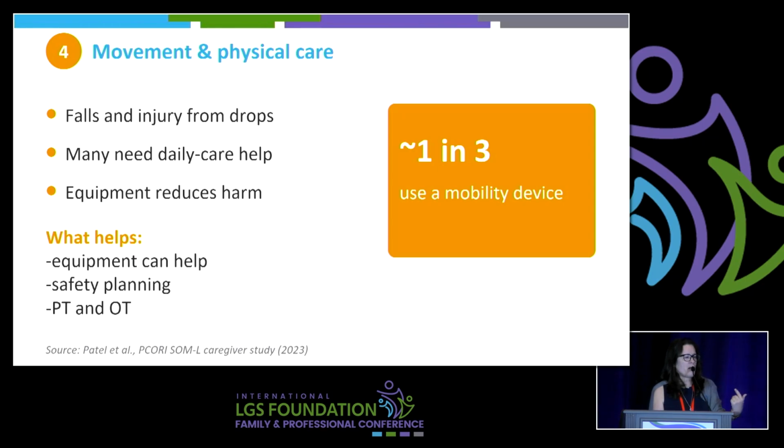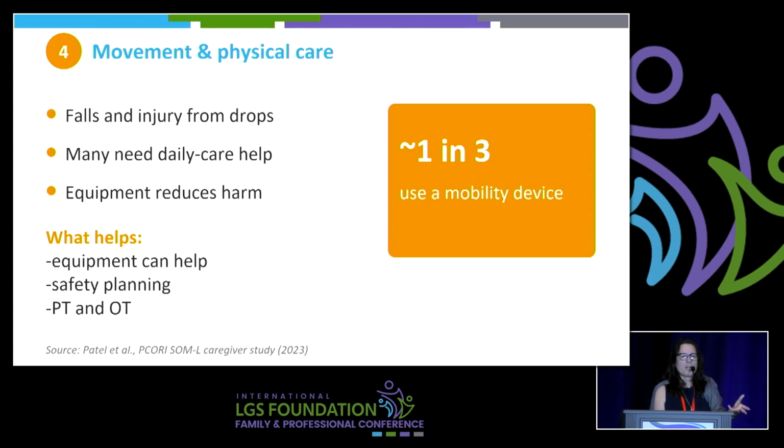Movement and physical care: falls and injury from drops, needing daily care help, lifts and things to move them from the bathtub to the bed, equipment that reduces harm. So things that can help are equipment, safety planning, and sometimes we can use PT and OT to help strengthen our loved ones to try to increase their mobility, especially when they're brand new in their journey.